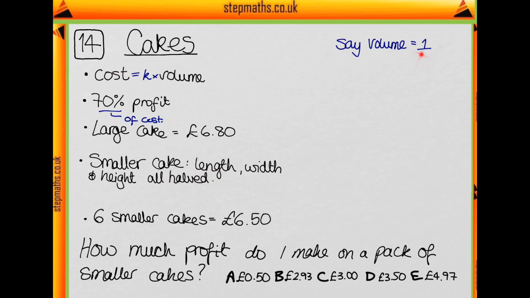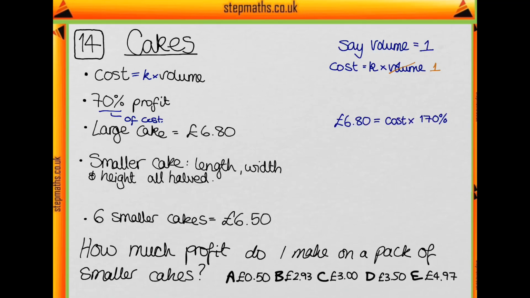So let's say the volume of the large cake is 1. Then the cost is equal to k times the volume. We've got that here. And so if the volume's 1, the cost is just equal to k. Now let's look at the second bit. So 70% profit for a large cake. What does that mean? Well, it means that the price of the cake, £6.80, is equal to the cost it took to make the cake, and we're also going to have 70% profit on top of that. So it covers the cost, and then we get 70% more as well.